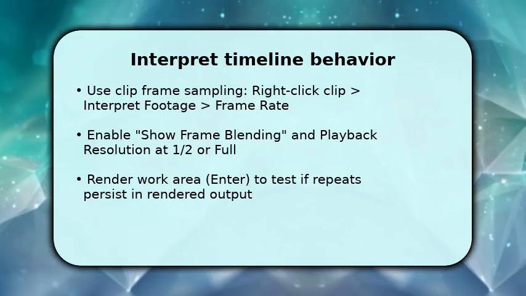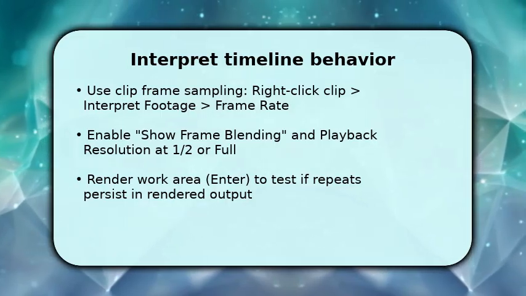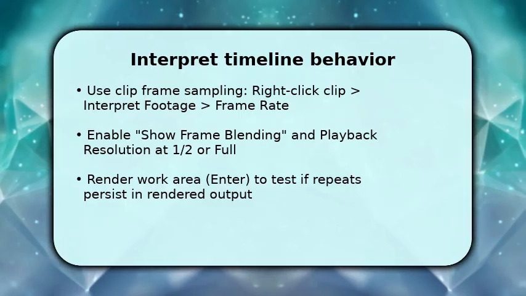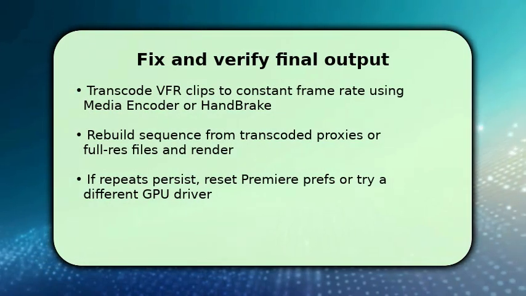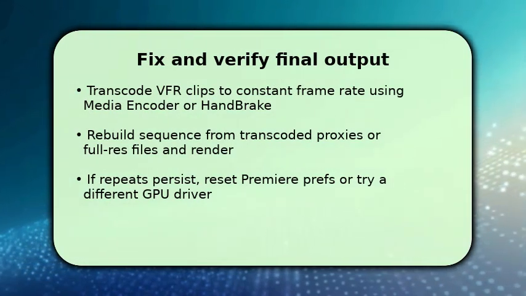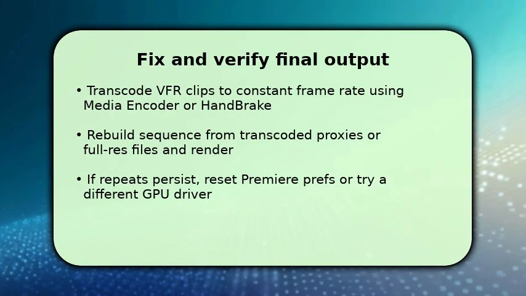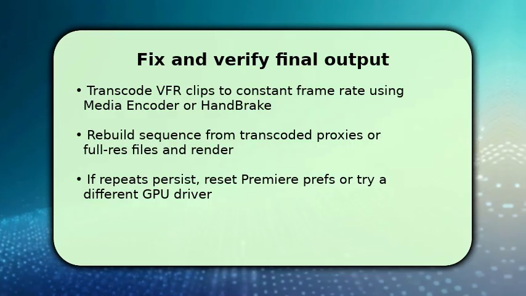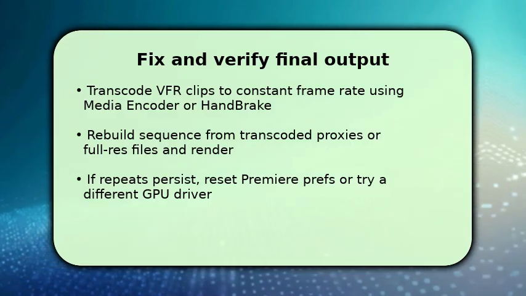For a lasting fix, transcode any variable frame rate or problematic codec to a constant frame rate in Media Encoder or Handbrake and relink or replace clips in your sequence. Once relinked, render the timeline and export a short test file to verify the fix.